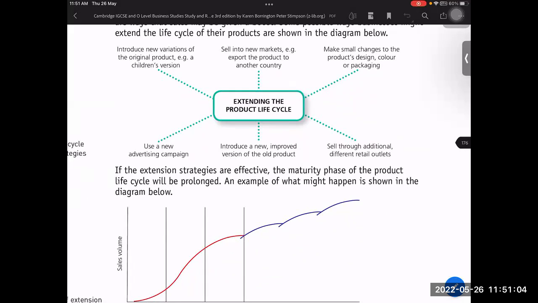A new variation of the game, for example a child survival game.